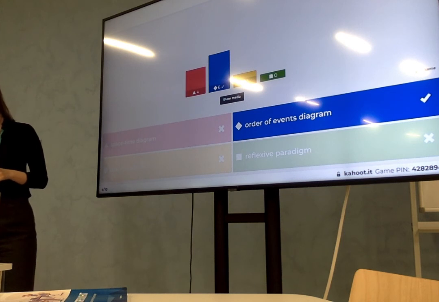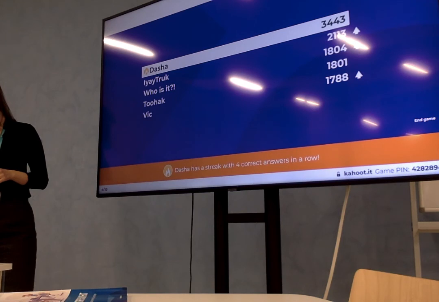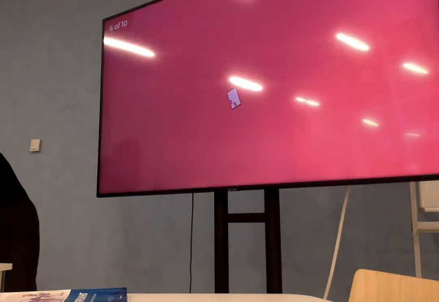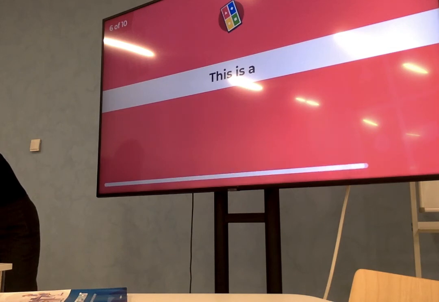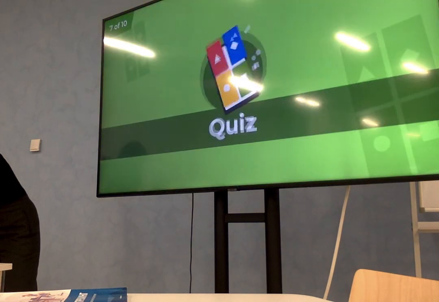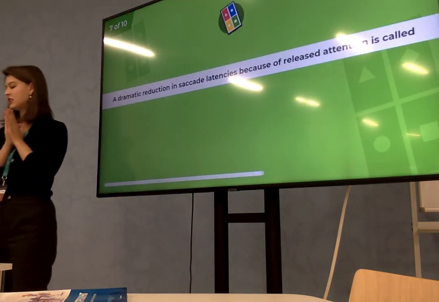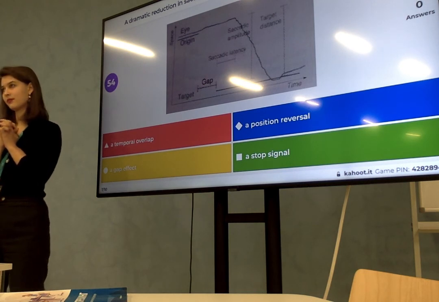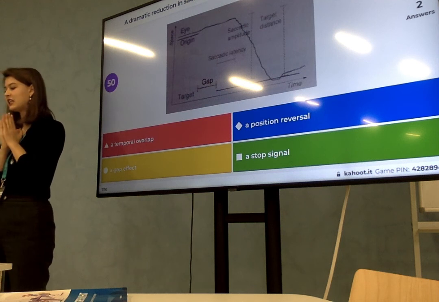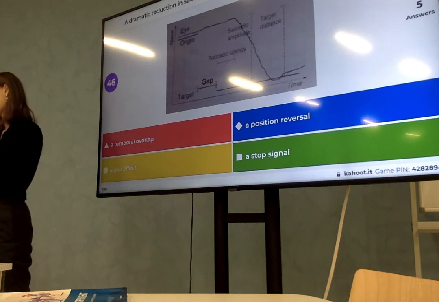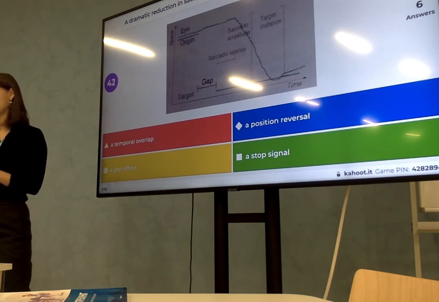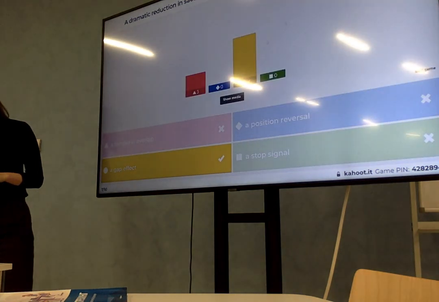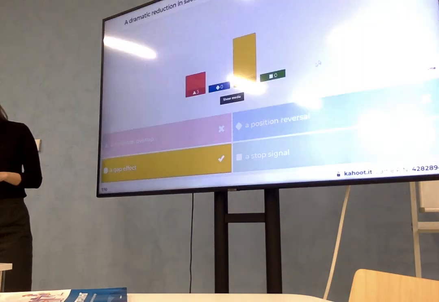Okay, so this is order of events, absolutely correct. I'm moving to the important ones. Yeah. So I'm sure we have short time. Why not so fast? Okay, a dramatic reduction in saccade latency because of released attention is called. So reduction in saccade latencies because of released attention or free attention. Okay, so yeah, gap effect. Once again, here it goes, the gap effect, and we are free to do whatever we want.